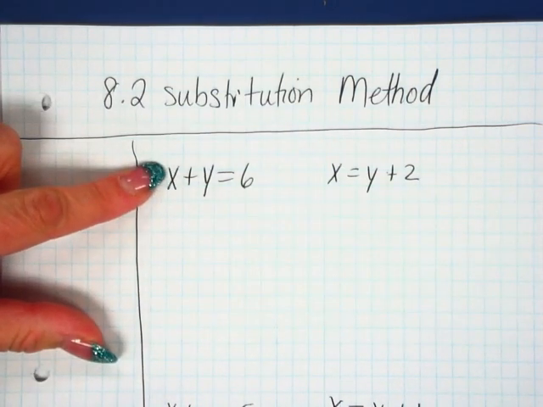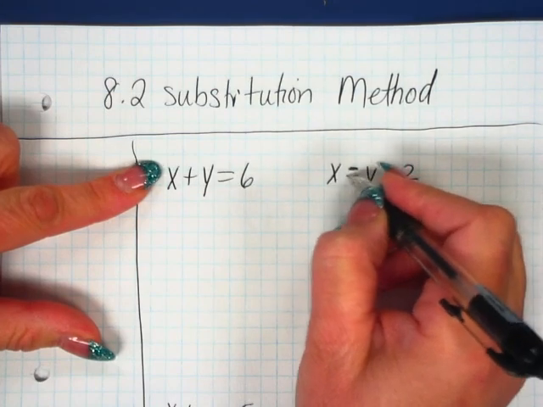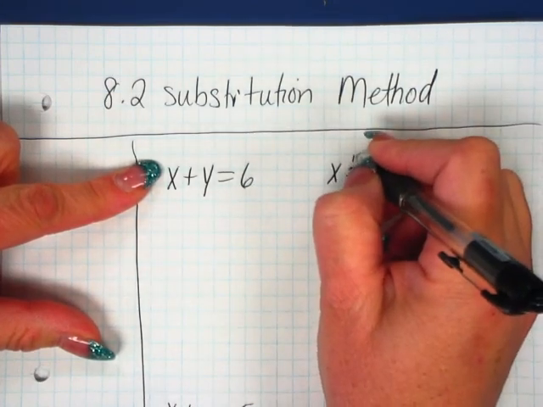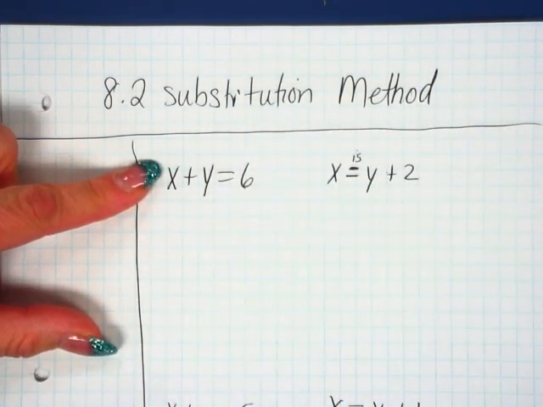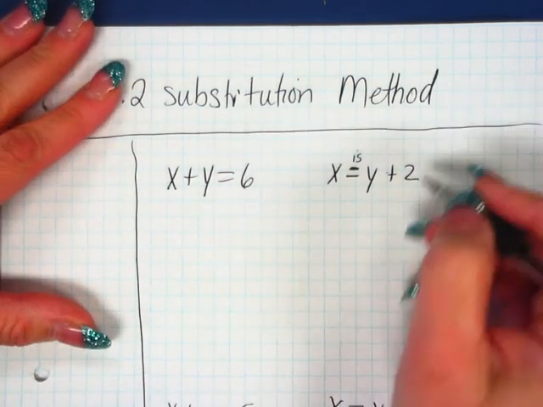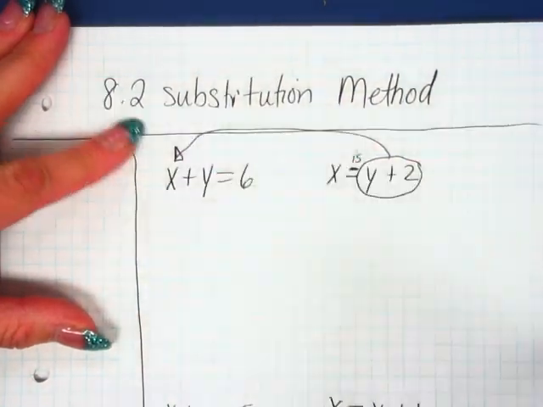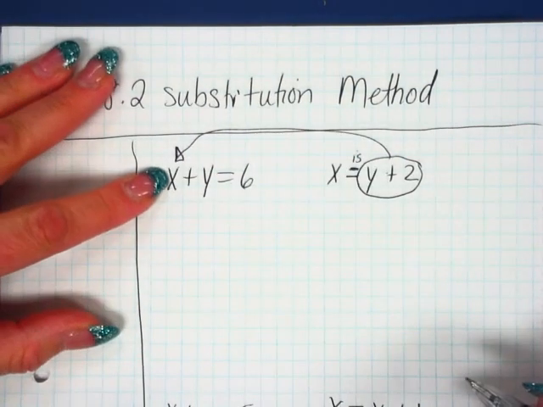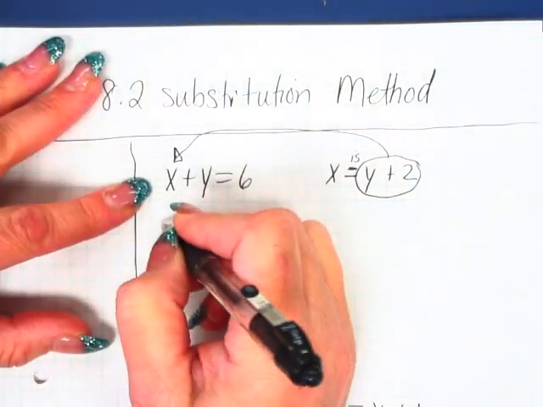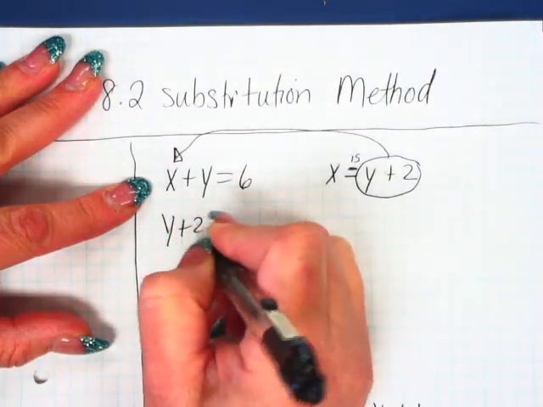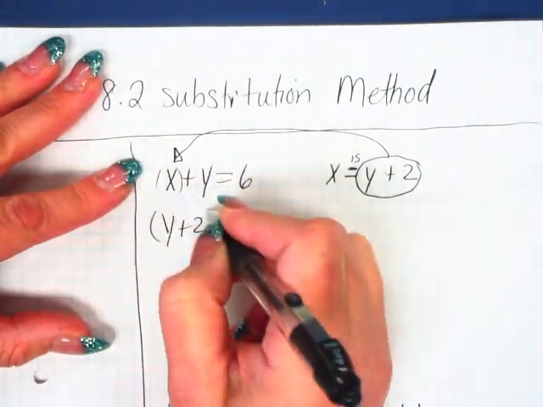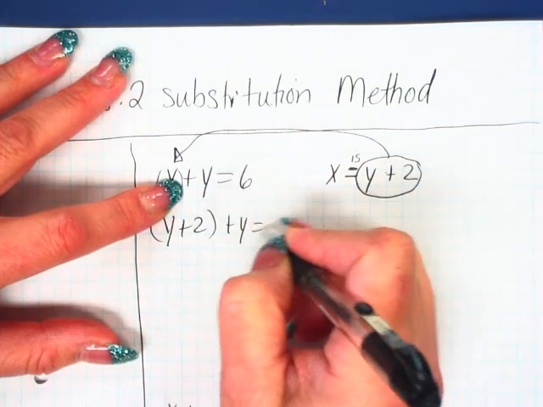So in the case of this, X has two names. Its name is X, and then also it tells me right here, because remember the equal sign is the same thing as "is," X is Y plus 2. So I'm going to take this other name for X, and I'm going to put it where the X is. And you'll start to see why as we do some of these problems. So instead of X, I'm going to put its other name, Y plus 2, in this spot right here, and then plus Y equals 6.